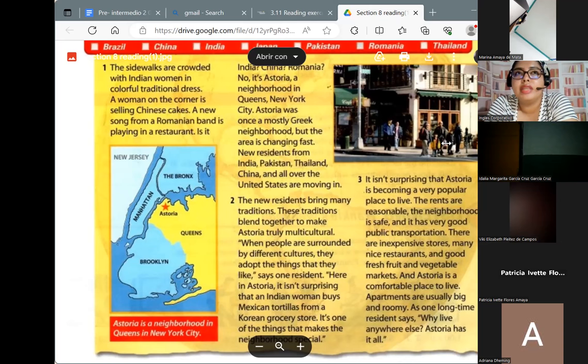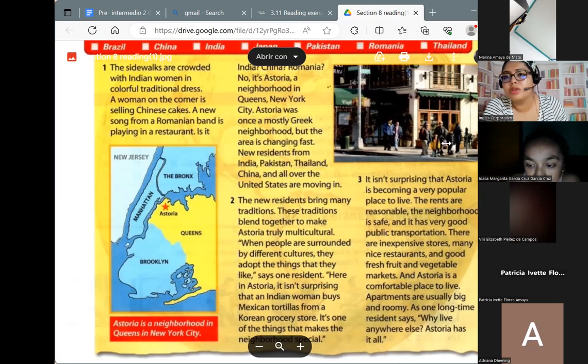And in this case, it's related to this article that we are reading, in which we can say that here in El Salvador, we have the same thing. We can adopt different cultures, we can adopt different languages or different things, and we can make another thing with this language or with this information. Maybe we can see what is the style of clothes, for example, in another country, and we can make something with that kind of clothes.